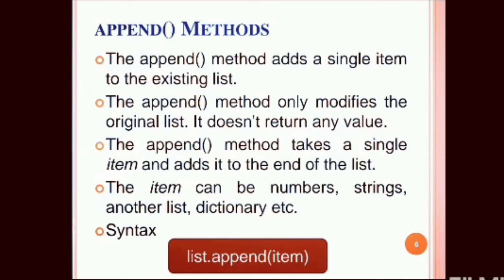Then the append method. The append method adds a single item to the existing list. The append method only modifies the original list. It does not return any value. The append method takes a single item and adds it to the end of the list. The item can be a number, string, another list, dictionary, etc.